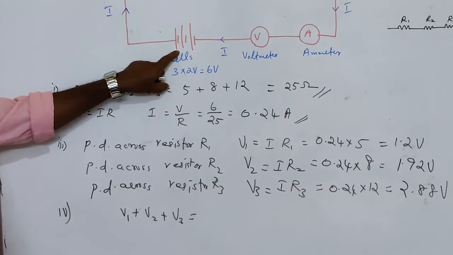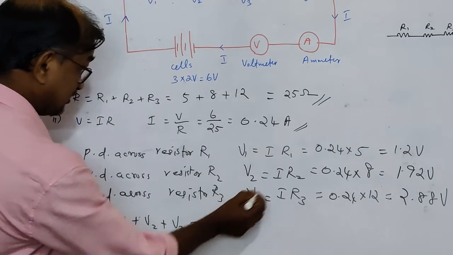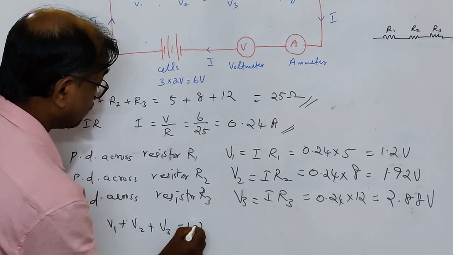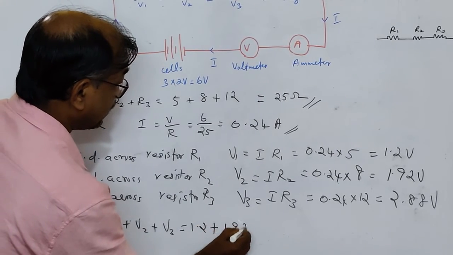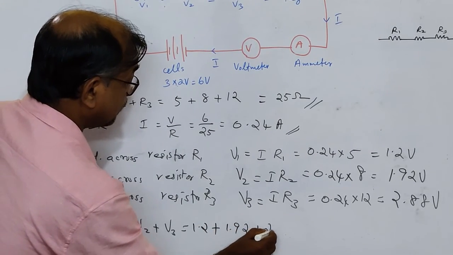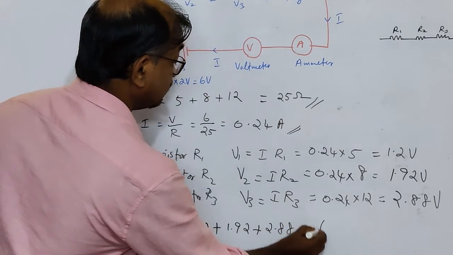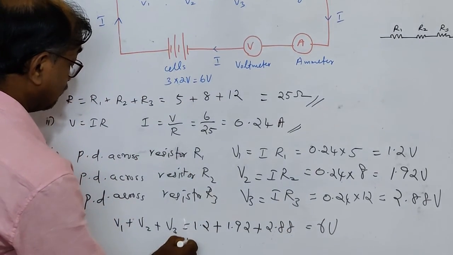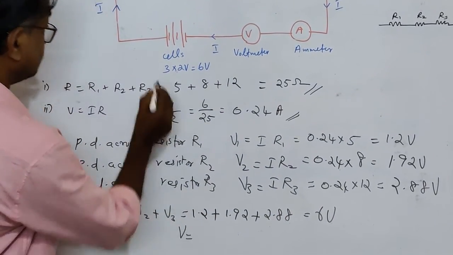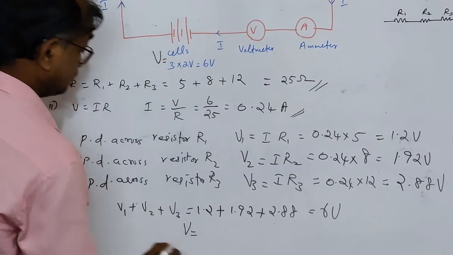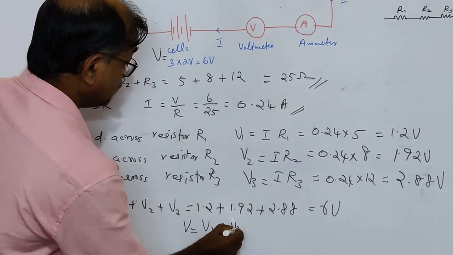Then in the fourth part we have to prove the value of V1 plus V2 plus V3 equal to the 6 volt, the total volt. So what is it? It is equal to 1.2 plus 1.92 plus 2.88, which is equal to 6 volt. That is, we have proved that V equal to V1 plus V2 plus V3.